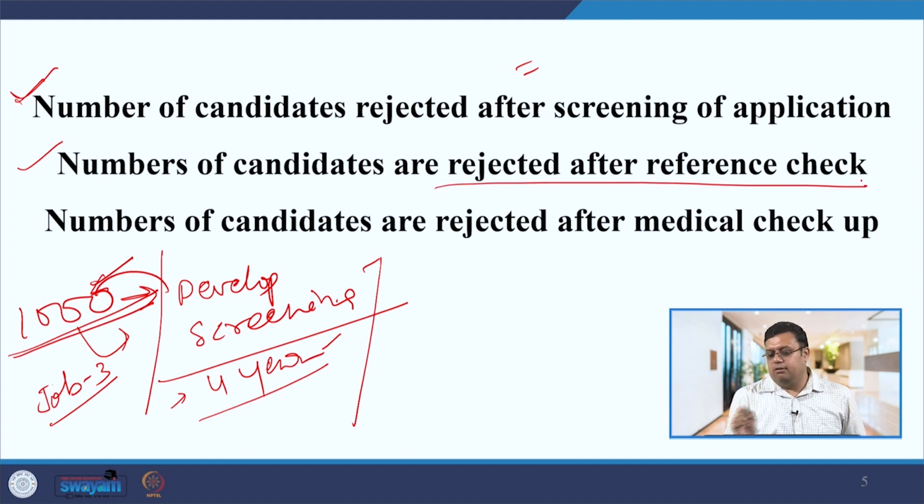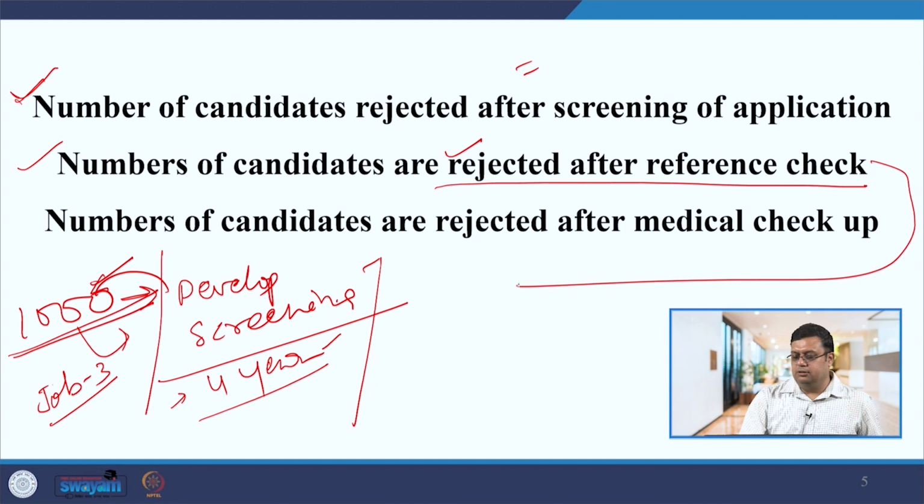Now once the selection is done, one more important thing that you should know is the rejection after the reference check. After the reference check, sometimes it may be possible that some people have given false references, and when you check the reference about the candidate, you did not get good information, and when you try to verify some information about the candidate, that information was false, right.